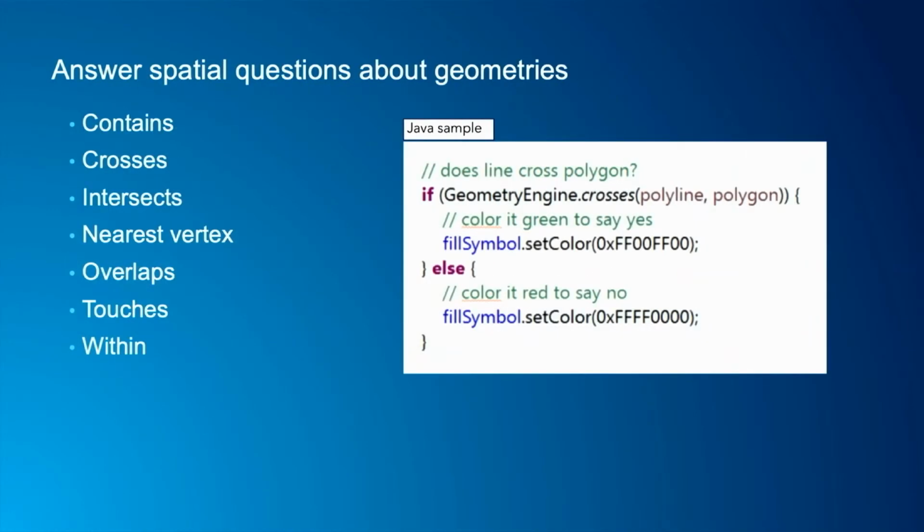So the next bit of functionality in the geometry engine is answering questions about geometries. For example, does this geometry, this polygon, contain this point? Or does this line cross this polygon? Or does it intersect it? What's the nearest vertex, or do they overlap each other? Does point A touch point B?